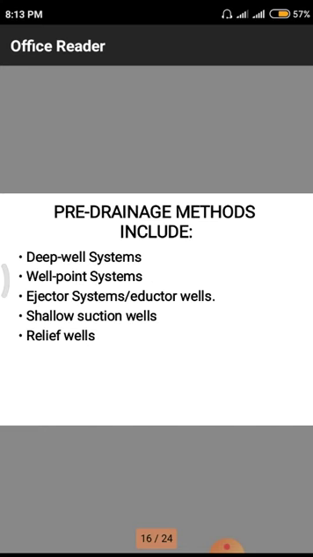What are the different methods involved in pre-drainage? First one is the deep well systems. We all know about deep well systems, and the well point system; these we have also observed. And the ejector systems, or ejector wells, which are simply some quantity of bore wells. They absorb the water and make it flow into other layers.